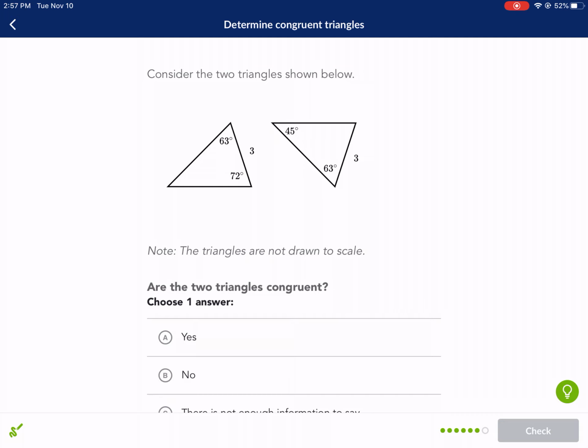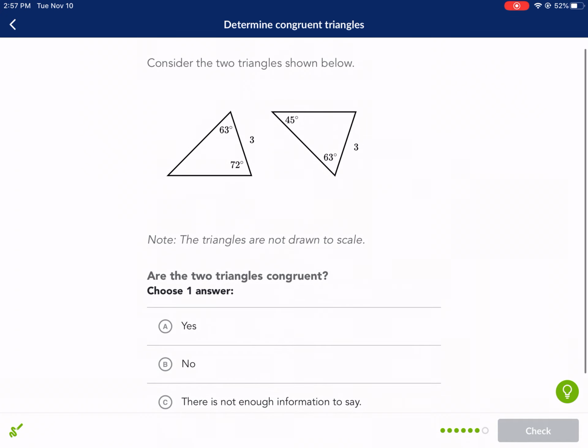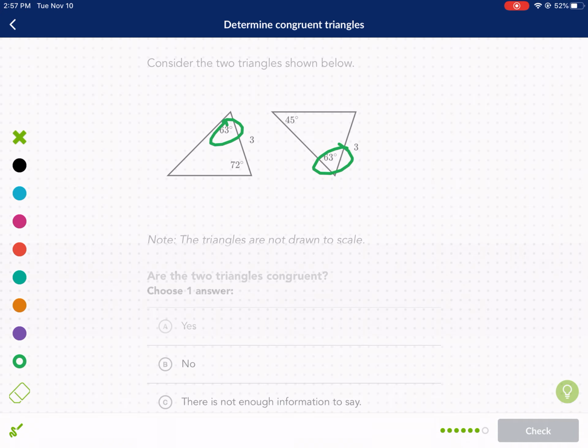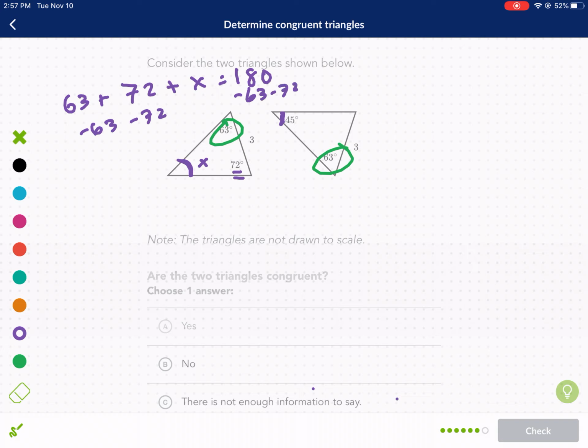Next question. Again, angles are all over the place. Well, actually, we need to do some math on this one. Why do we need to do some math? Because we have 63, 63. That matches. So potentially, this one could be 45. So what we need to do is 63 plus 72 and add it to this missing angle x and see if that equals 180. See if x matches with 45. So we're going to do 180 minus 72 minus 63. I subtract 63, subtract 72 from both sides, and I get x equals 45.